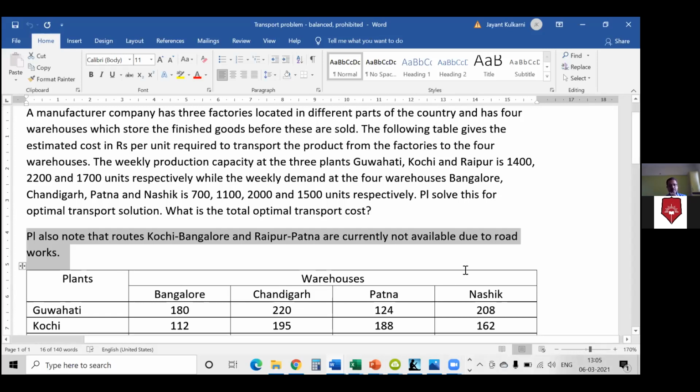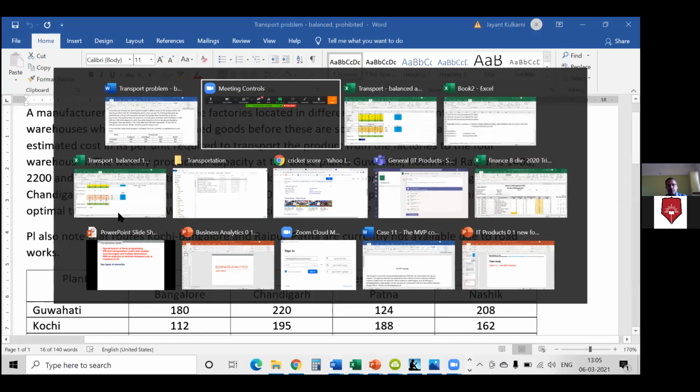Okay? This is called the prohibited transport scenario, where certain routes are just prohibited. You cannot use those routes. Okay, let me come back to my Excel. So Kochi to Bangalore and Raipur to Patna.